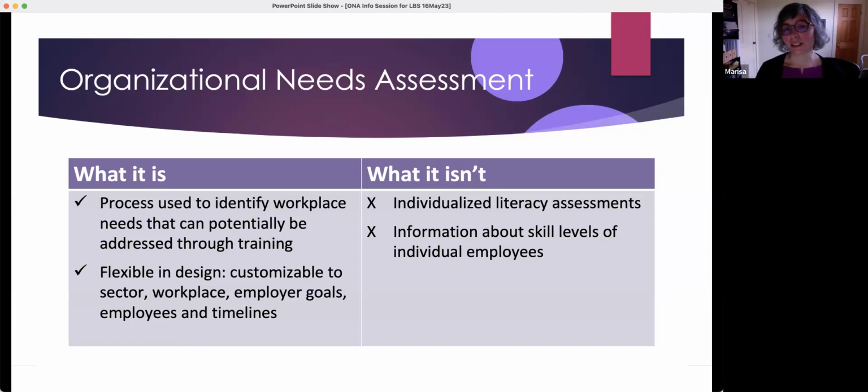What an organizational needs assessment is not is individualized literacy assessments, or an exercise where you're gathering and reporting on the skills levels of individual employees. So it might involve assessment, but that is not what an organizational needs assessment is.